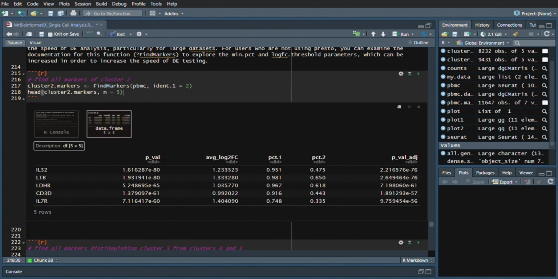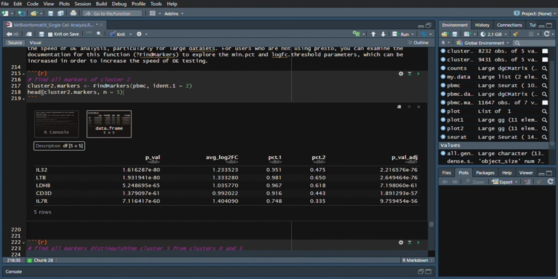Regarding the p-value for the differential expression of each gene, a very small p-value close to 0 suggests that the gene is likely differentially expressed between the specified cluster and the other cells. And for the average log2 fold change, it is the average log2 fold change of gene expression between the cluster of interest and the other cells. Positive values indicate higher expression in the cluster compared to the other cells. For example, here, the first gene, which is IL32, is 1.2, meaning it is expressed more in the cluster compared to the others. And then pct.1, the percentage of cells within the cluster that express the gene.